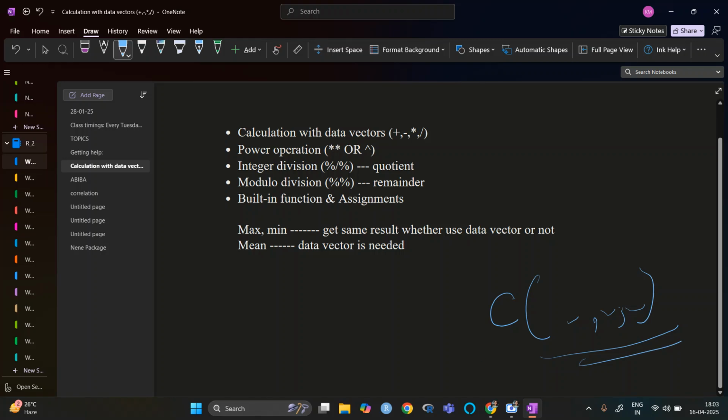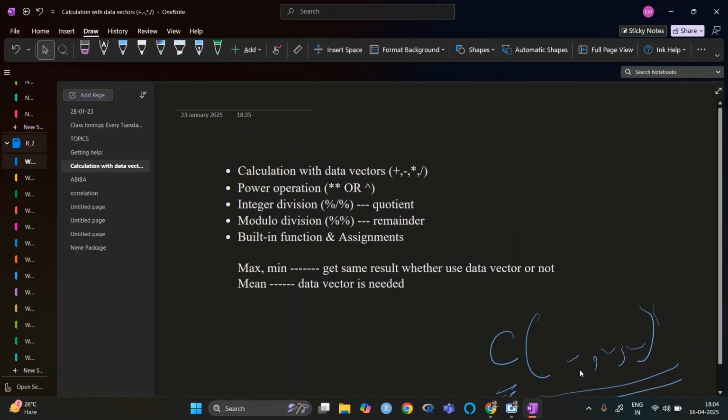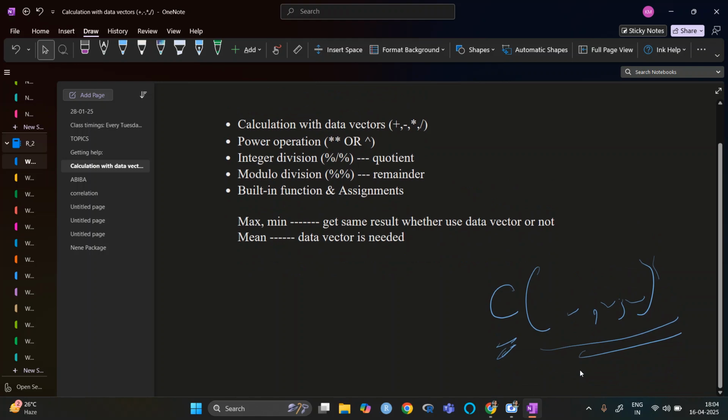Now, to write the data vector, we use c. You need to remember that this c is very important. If you write it directly without c, then the minimum and maximum functions will give you the same result, but the mean will not. So the data vector needs to be written in the correct way to get the correct answer, otherwise it may be problematic when you perform any other operation on that data vector.